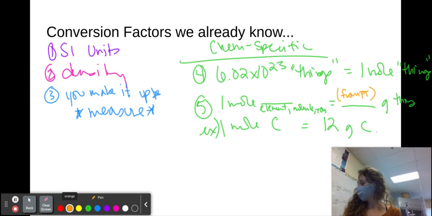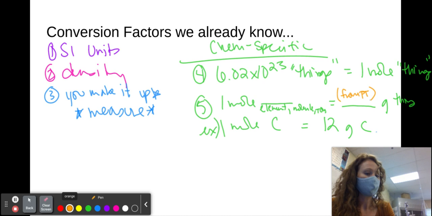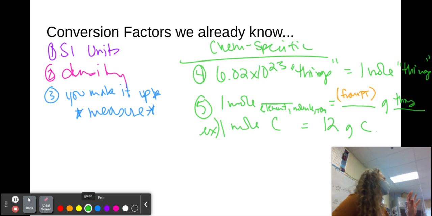Okay, so take a minute, make yourself 2 more cards. You're going to put moles on the top of one, and then 6.02 times 10 to the 23rd on the bottom. And then in a different card, do moles on the top again, and then grams from the periodic table on the bottom. And again, this can be elements, molecules, ions, anything that you can build its mass from the periodic table.